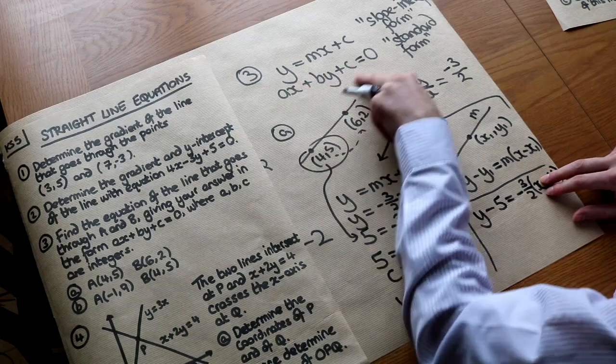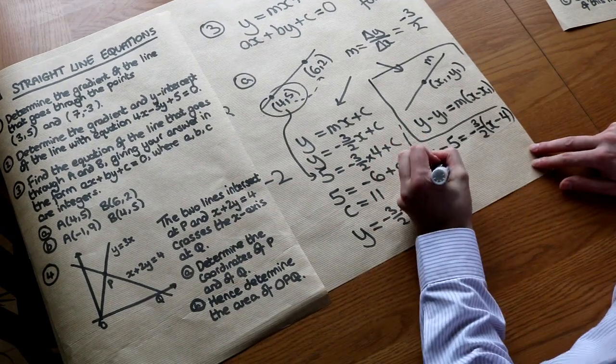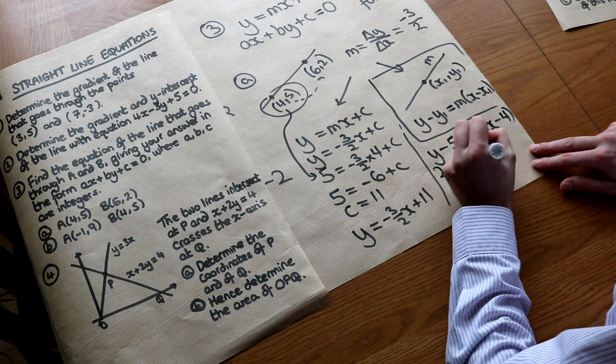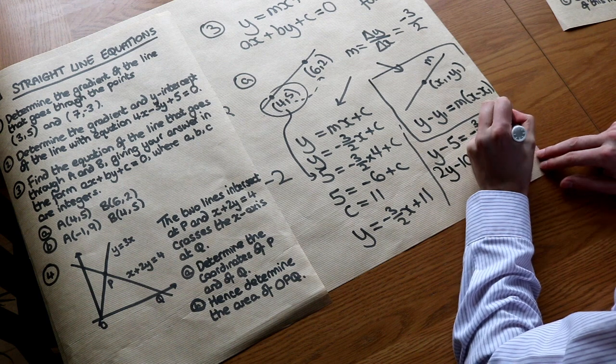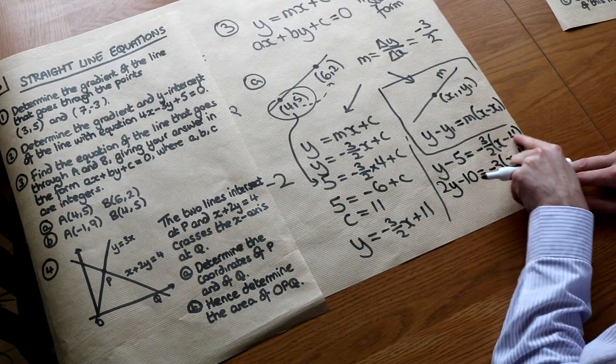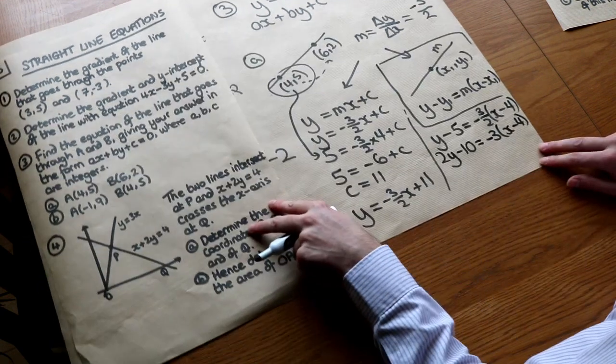We just want integers in here, so we don't want this over 2, so we're going to multiply both sides of the equation by 2. So 2y minus 10 is minus 3 brackets x minus 4. A common student error, by the way, is to times that by 2 and that by 2. But if you times both these things by 2, you end up multiplying it by 4, not by 2.